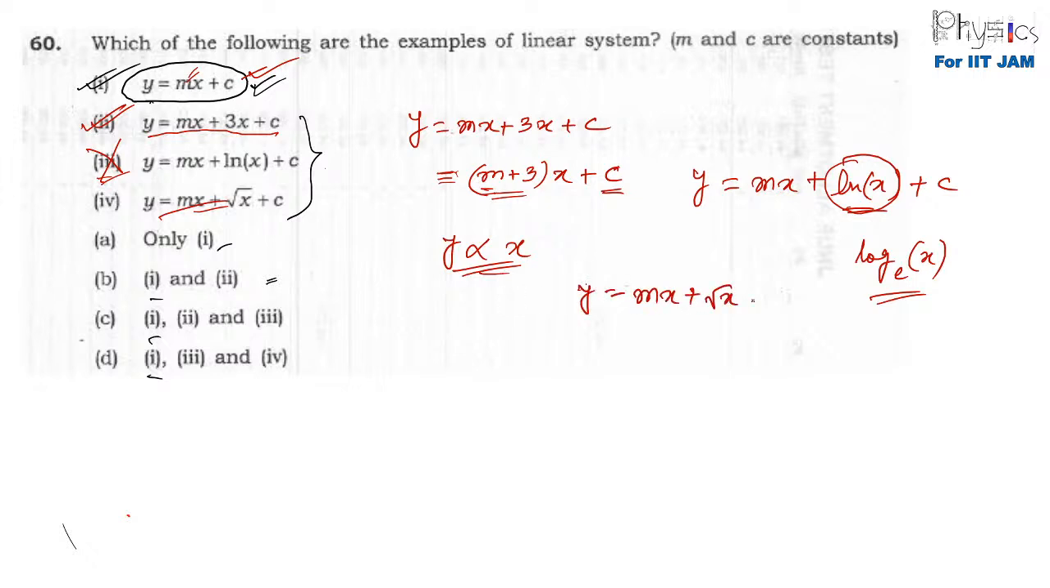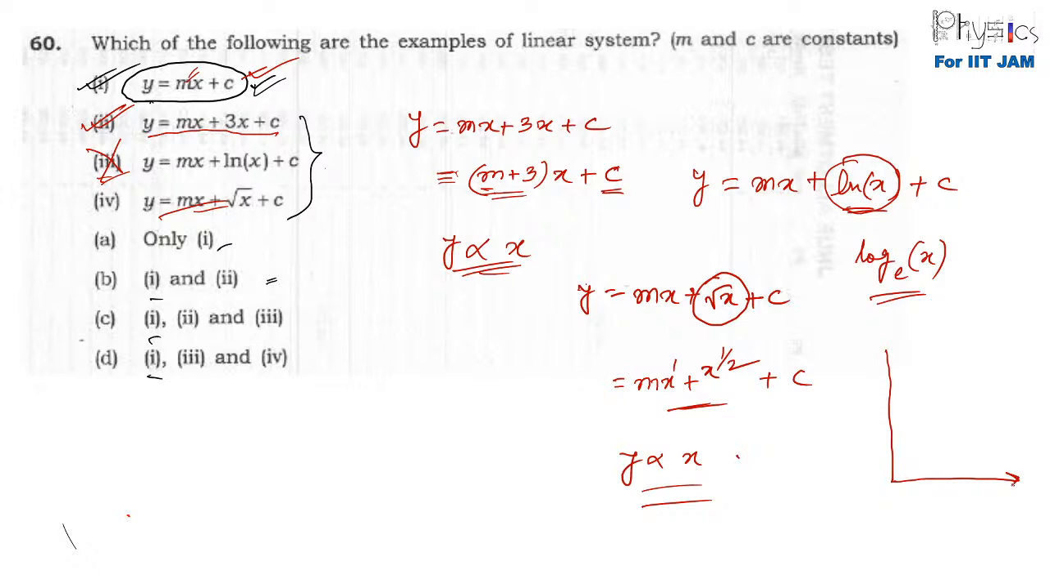Now the next one is y equals mx plus root over x plus c. What does this root mean? This root means x to the power half, right? Here we have x to the power 1 plus x to the power half plus c. That means we can't simplify it as y proportional to x, right? That means it will not be linear.